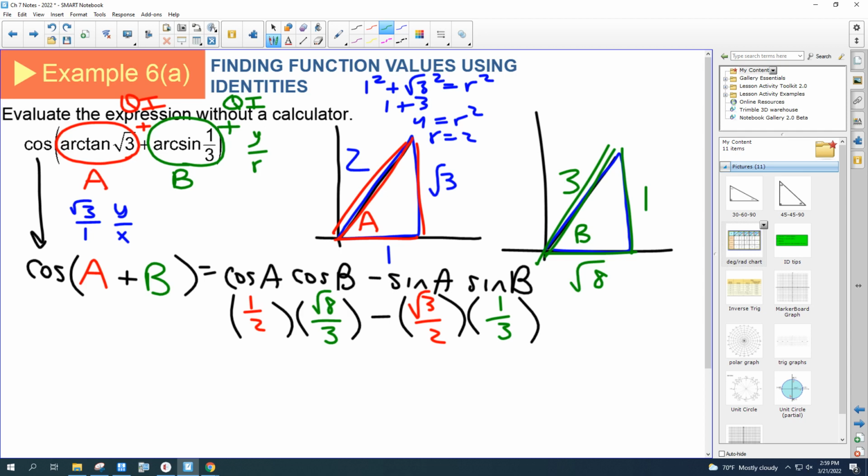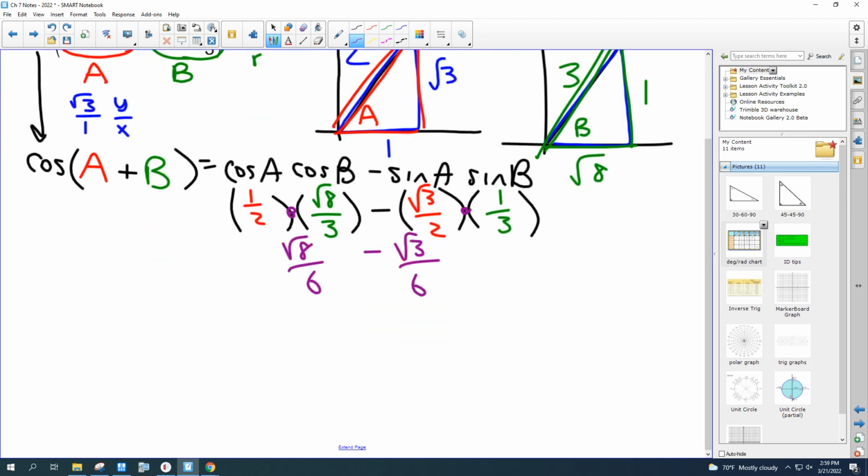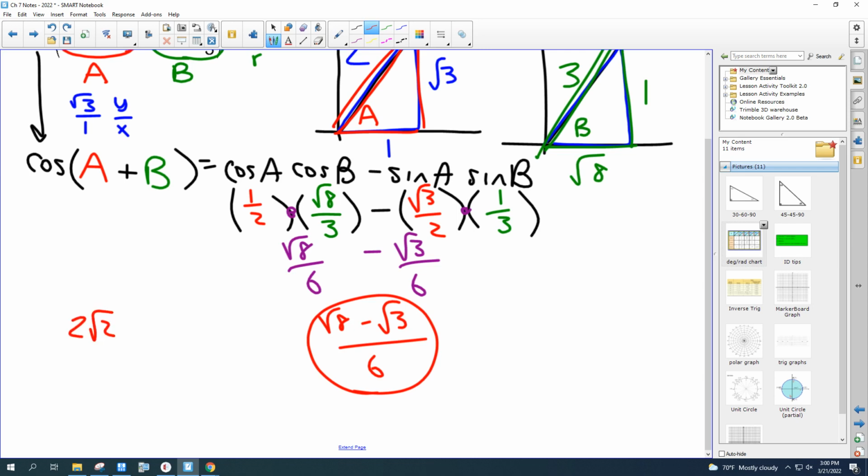Now let's just clean up our fractions. Multiply these, you get square root of 8 over 6. Multiply these, you get square root of 3 over 6. I would combine those into a single fraction: square root of 8 minus square root of 3 over 6. And I would probably give you that, but technically you should probably reduce. Square root of 8 turns into this. So this is probably a better answer. It's more reduced, but I would give you either one of them.